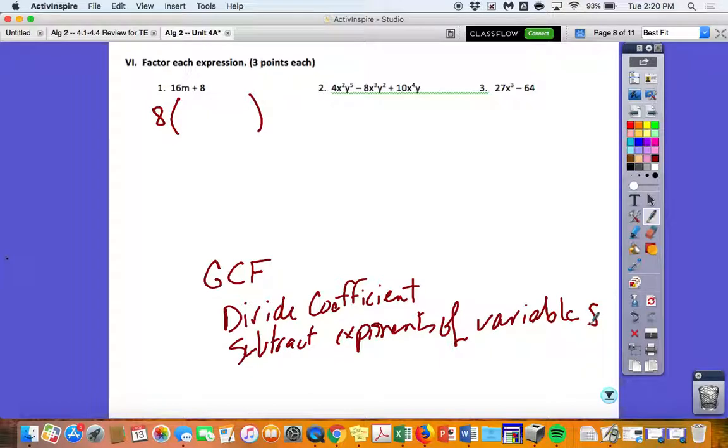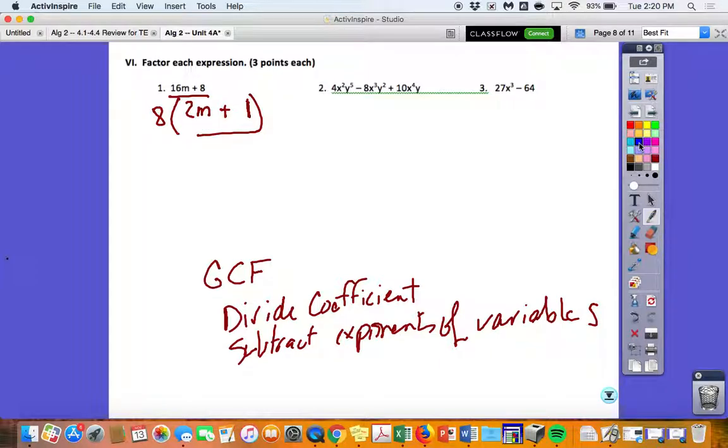Okay, so 16 divided by 8 is 2. You didn't mess with the M, so bring it down. You didn't mess with the plus sign either. 8 divided by 8 is 1. You do have to have that 1. So if this original is a binomial, in here has to be binomial. At that point, you're stuck. So that's your answer, move on.